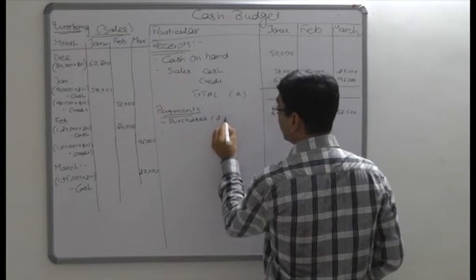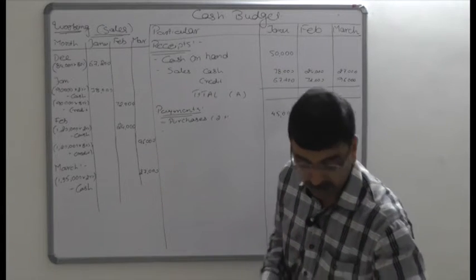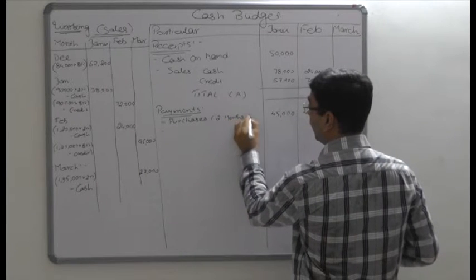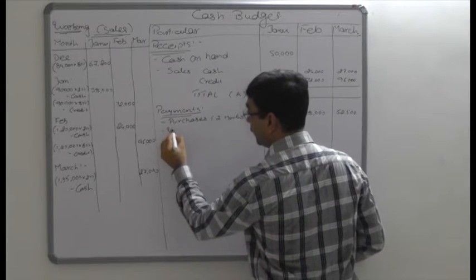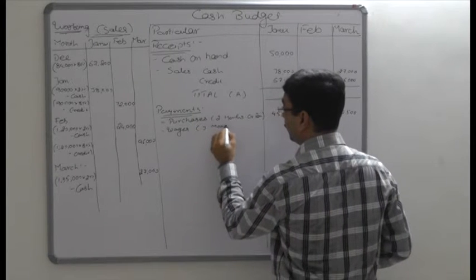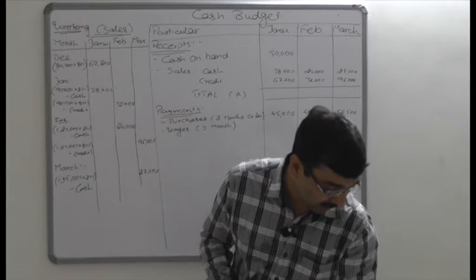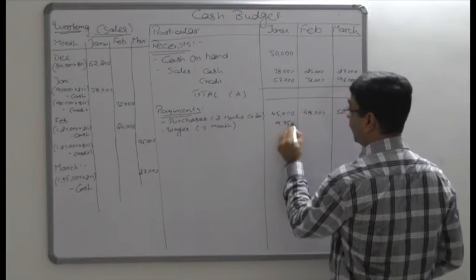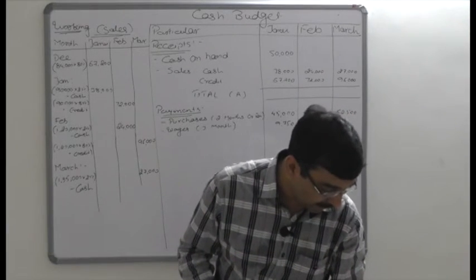Credit period is 2 months for purchases, and here for wages, it's 1 month. So in this regard, the amount of wages incurred in the month of December, that is 9,750, is paid in the month of January. And in the following way we will consider the remaining months' expenditures also.